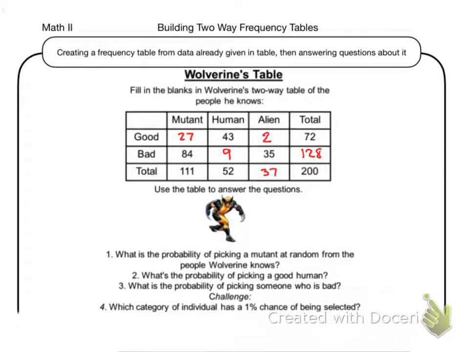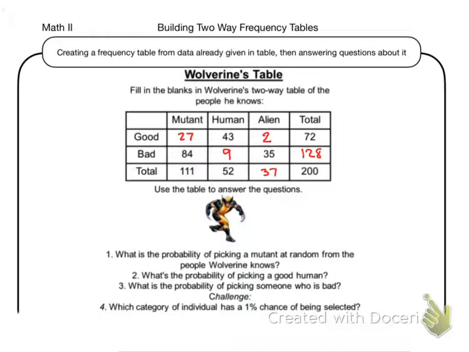Okay, a quick recap. This is the total of our mutants, down here, total 112 humans, that's our total of humans, and aliens right there. If we're looking at it through the rows, good people, we have a total of 72 good people. Bad people, we have a total of 128. And total people is 200. That's a quick way to read the table.